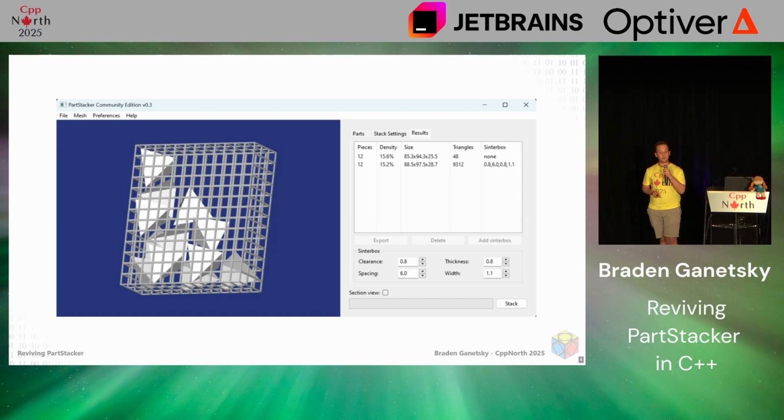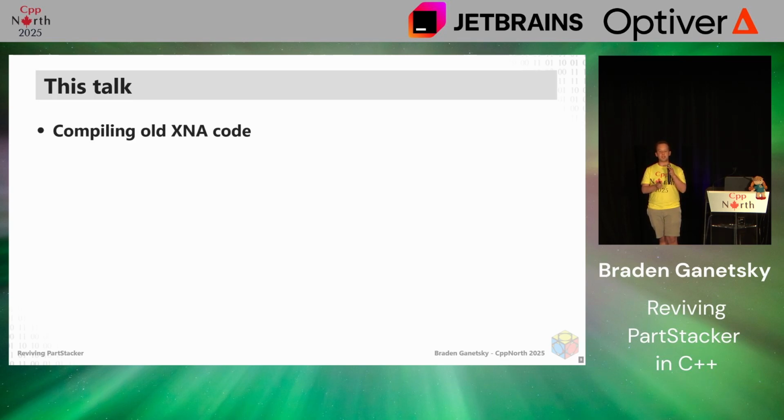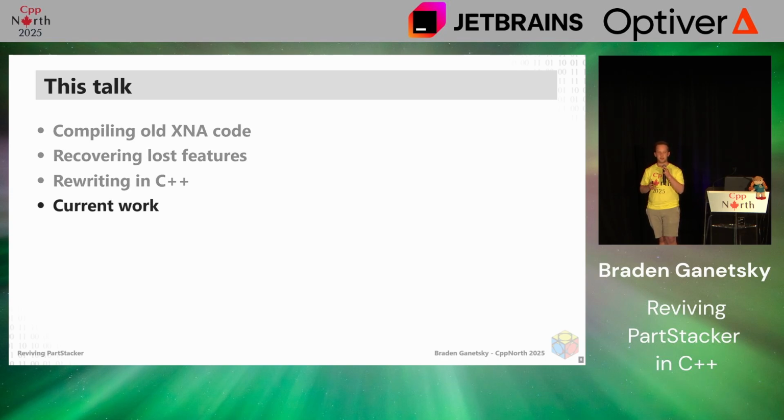Let me tell you how I got to Community Edition version 0.3. Basically, this talk is about how I compiled old XNA code, recovered lost features, rewrote it in C++, and the current work that I'm doing. It'll all be pretty quick.